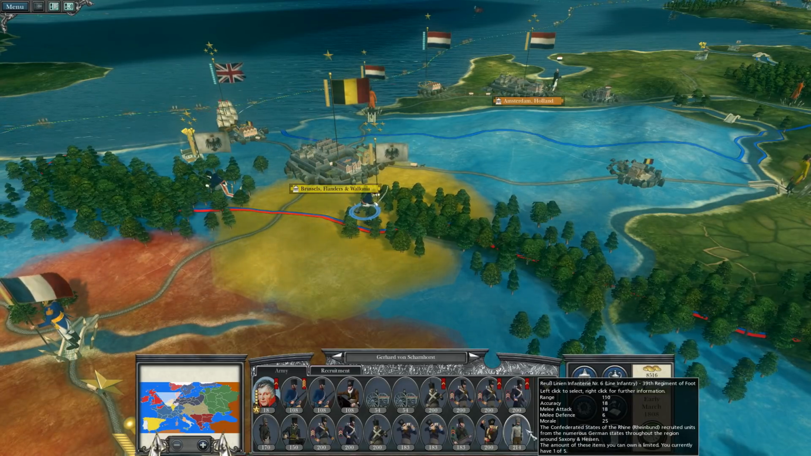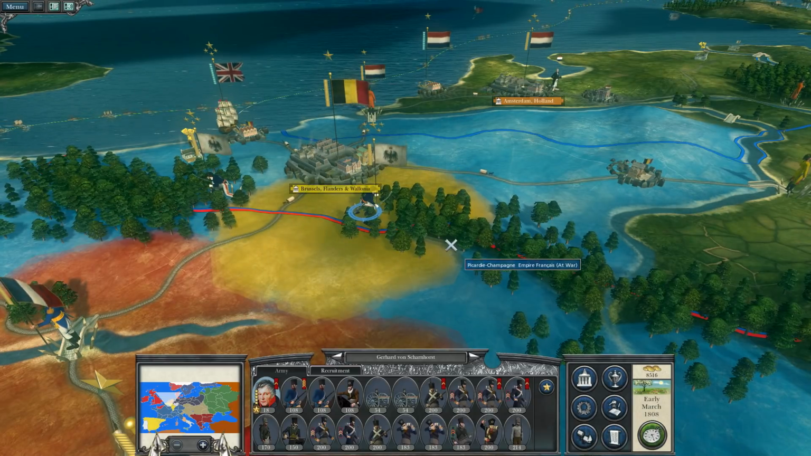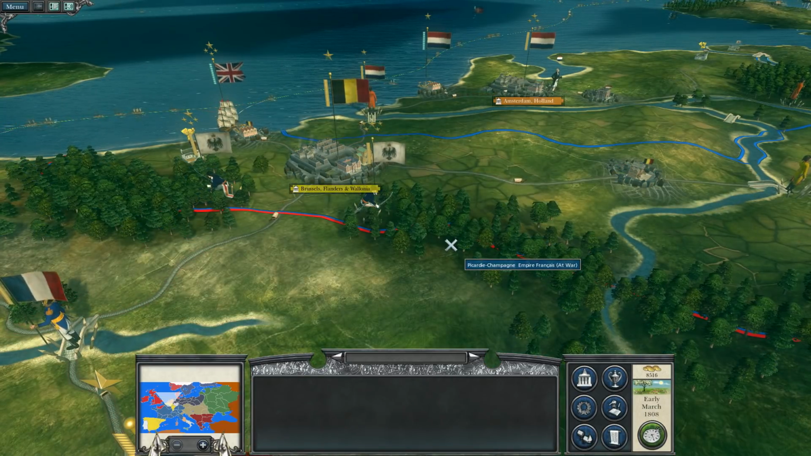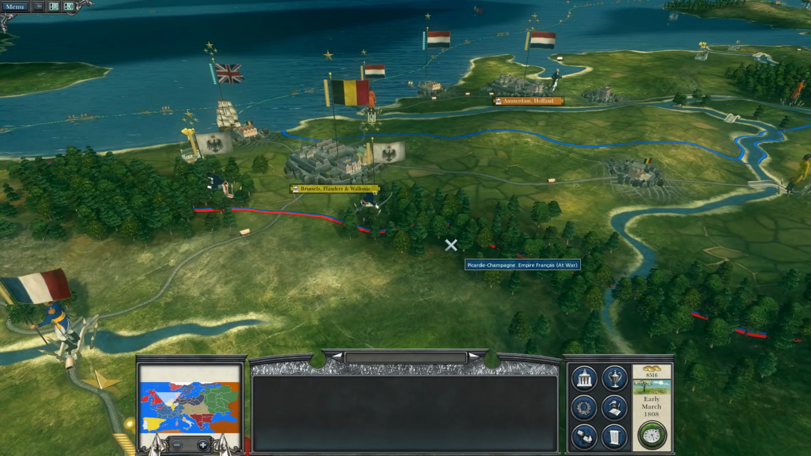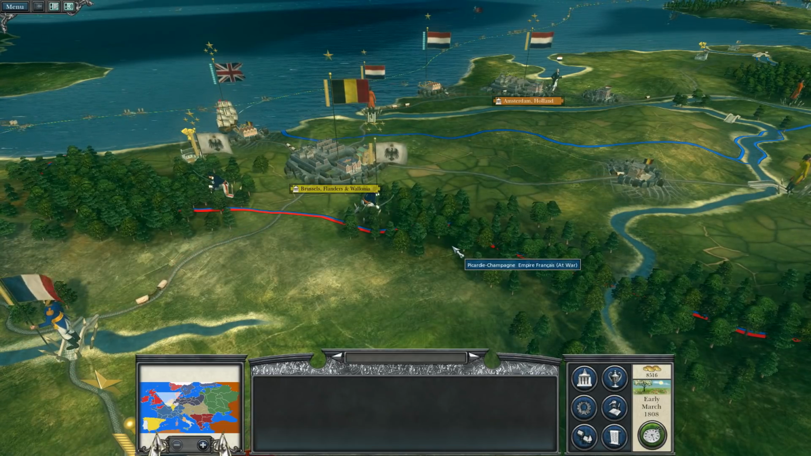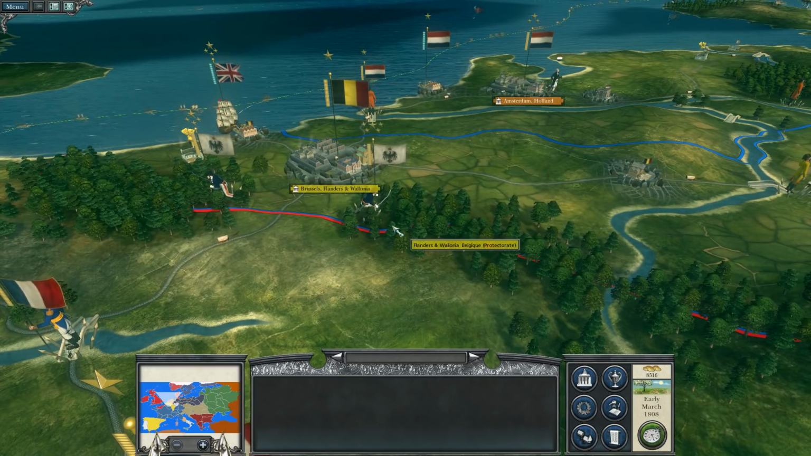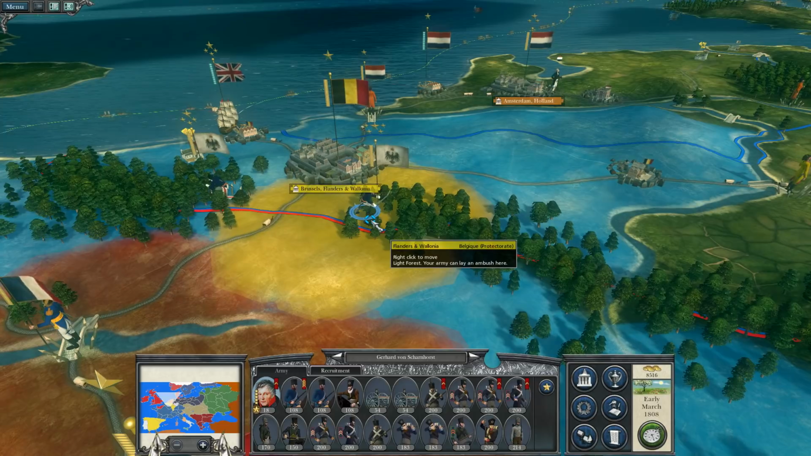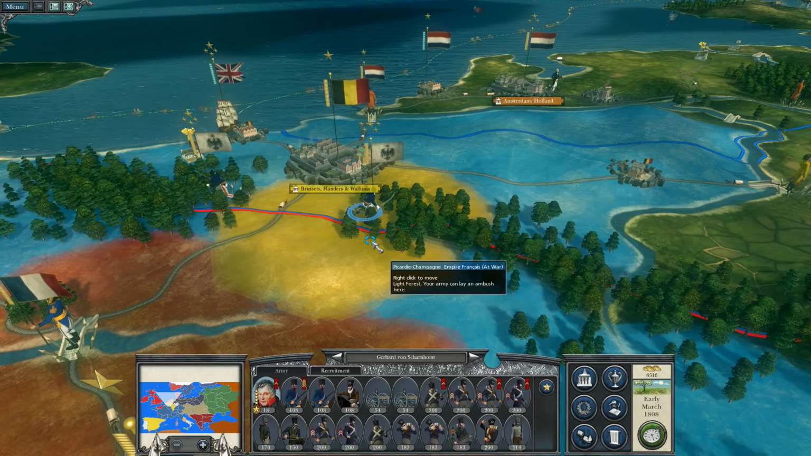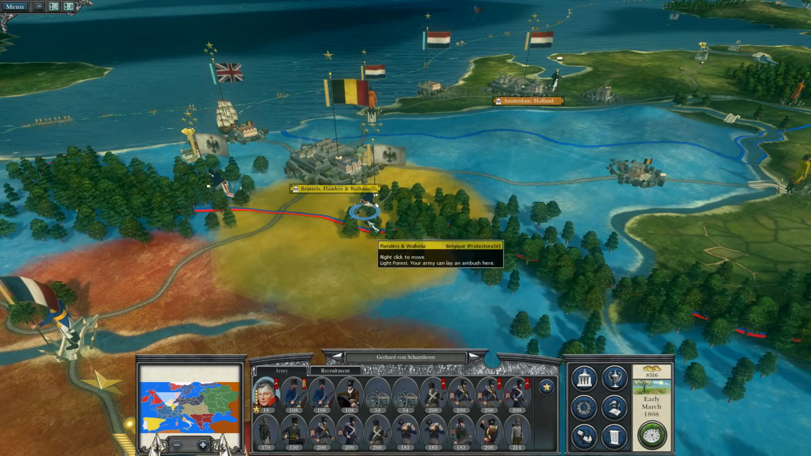Also, yes, I should say here, you might notice that all the units are a bit smaller. To my incredible annoyance, about halfway through playing this, I realized that I had the unit sizes on large and not ultra, so we don't get those huge battalions, which is a bit of a shame. And I realized that way too late.